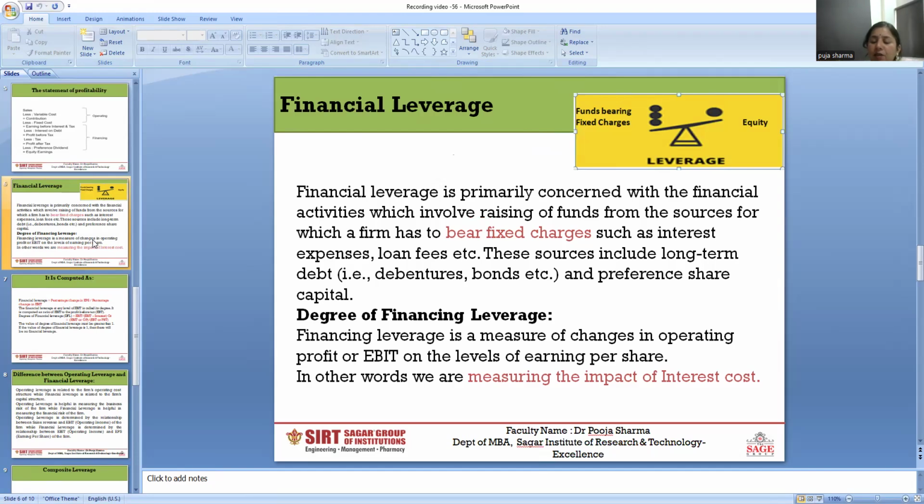Degree of financial leverage measures the changes of operating profit or EBIT on the level of the earning per share. It helps in measuring the impact of interest cost. Though it is fixed, it is not included in operating fixed expenses because it is not part of the operating expenses. It is fixed in nature. So in financial leverage, we can check the effect of interest cost.